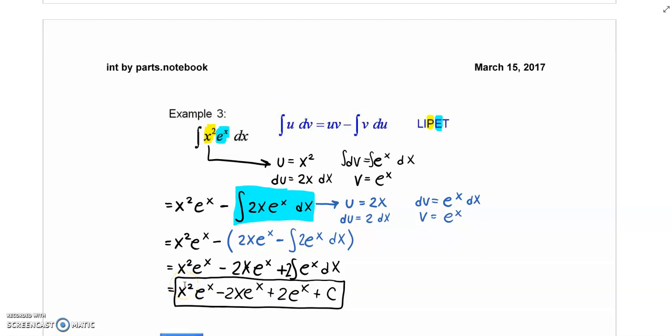Hi everyone, and welcome to part 2 of integration by parts. At the end of part 1 we had just finished example 3, and this video will just focus on our final example, number 4. But before we do that, a quick summary of what we've done so far.